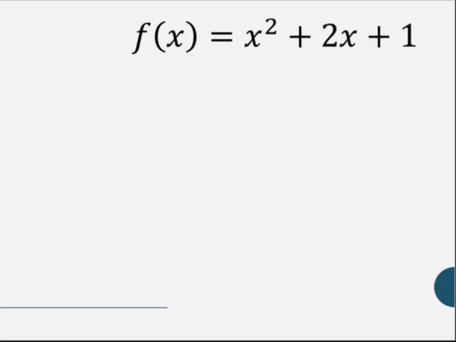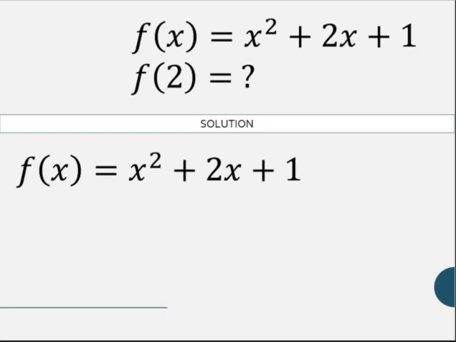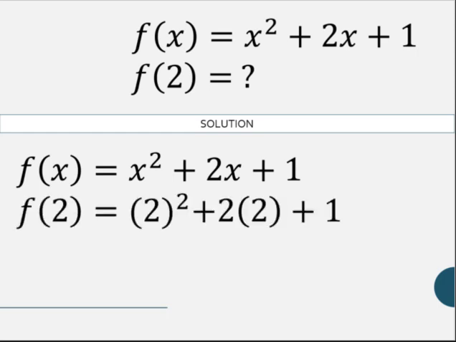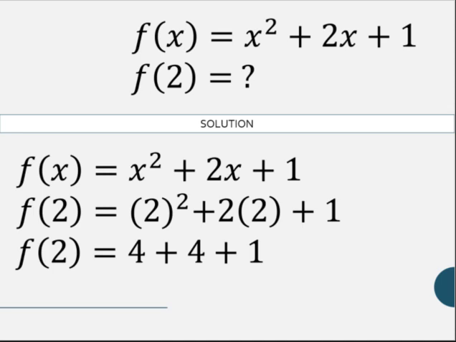Next example, f of x equals x squared plus 2x plus 1. Find f of 2. Solution, first copy the given equation, and for each and every x variable in the equation, we are going to substitute 2. So f of 2 equals 2 squared plus 2 times 2 plus 1. So 2 squared equals 4, plus 2 times 2 equals 4. And just copy plus 1. So 4 plus 4 plus 1 equals 9. So f of 2 equals 9.